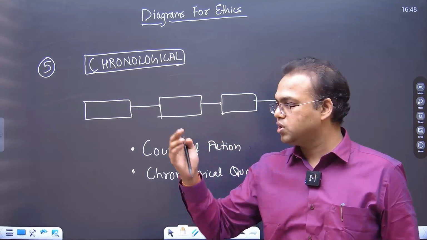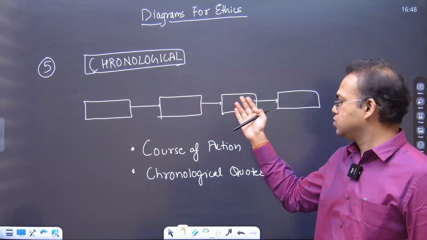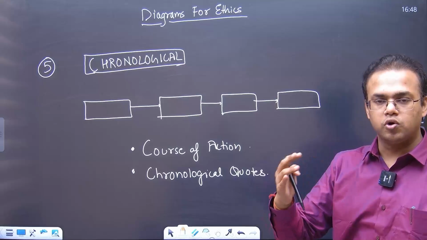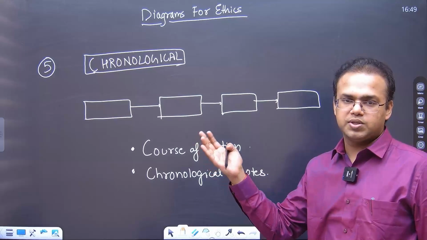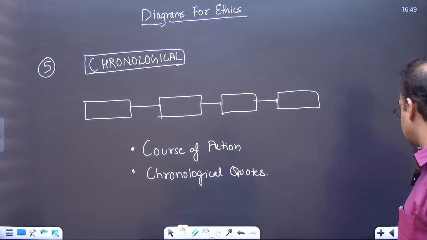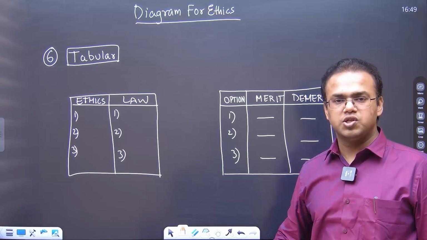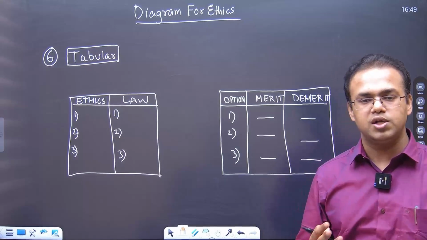That firstly I'll do this, then I'll do this, then I'll do this, then I'll do that. So this is a course of action in a certain chronology, and that can be very easily presented in form of a chronological block diagram. Then comes tabular diagram, which we have used in our school days as well.